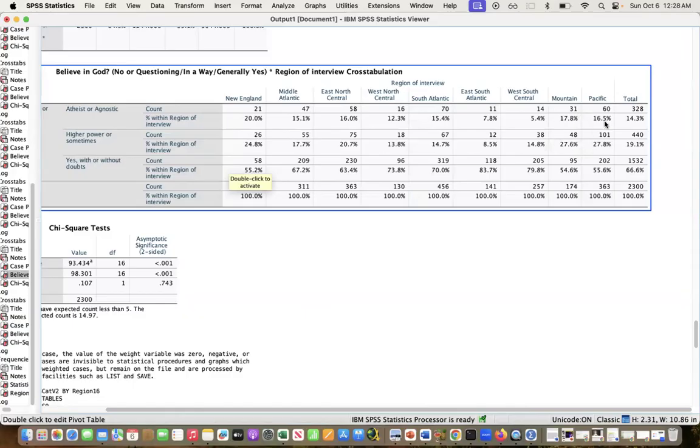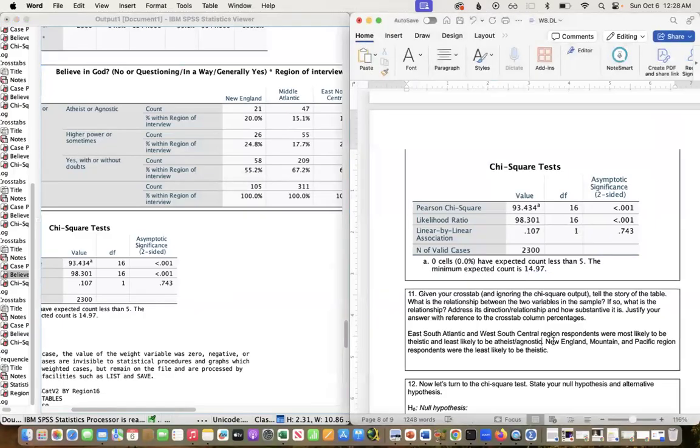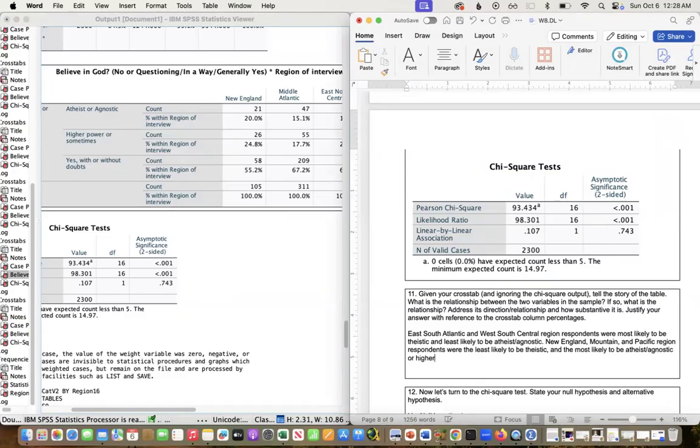Yeah, so I could say that New England, Mountain, and Pacific regions were the least likely to be theistic, and the most likely to be atheist, agnostic, or believe in a higher power rather than a personal God, or sometimes believe in God. Okay, so I need to also express how different this is by referring to this. I told kind of the direction.